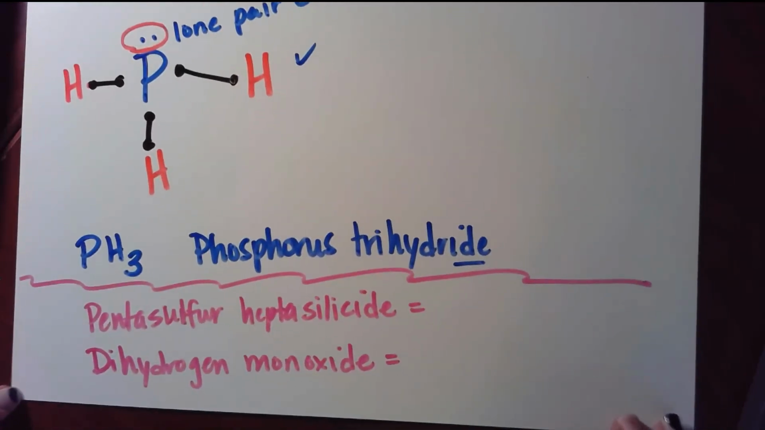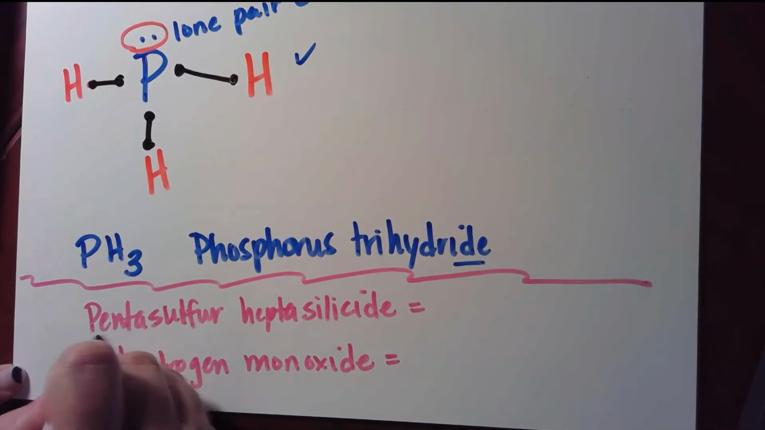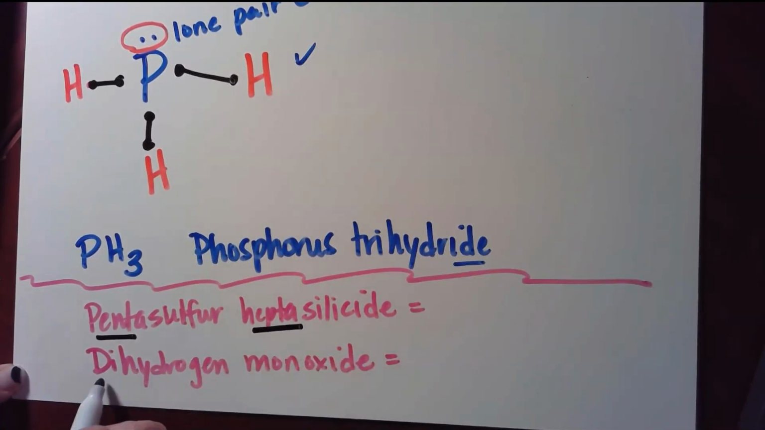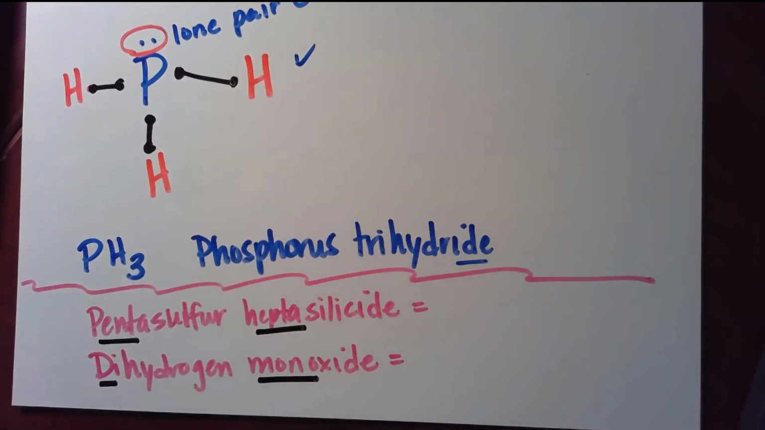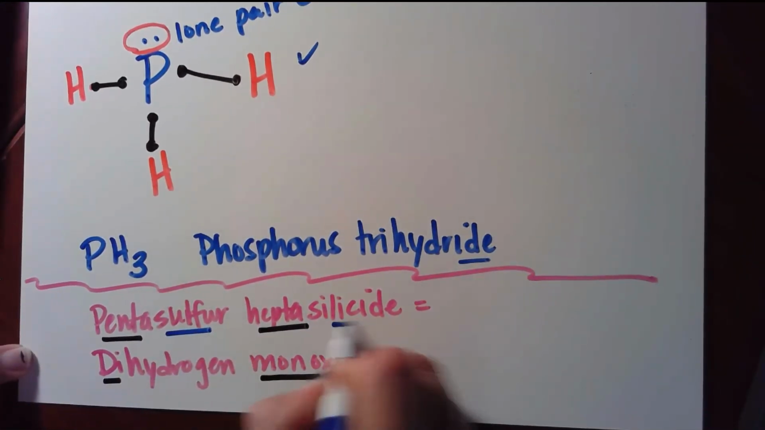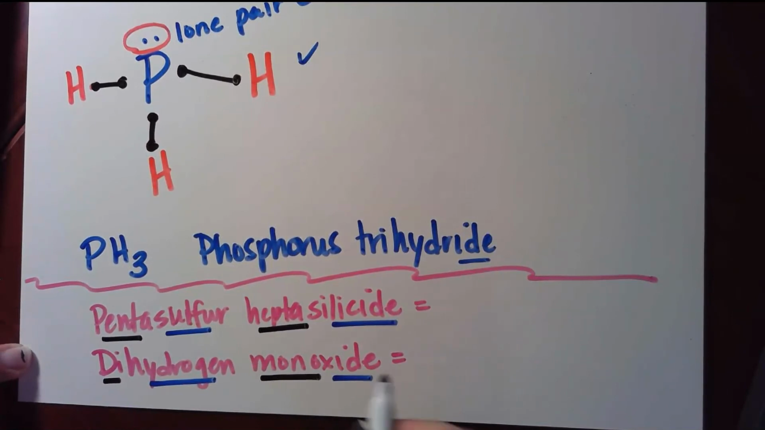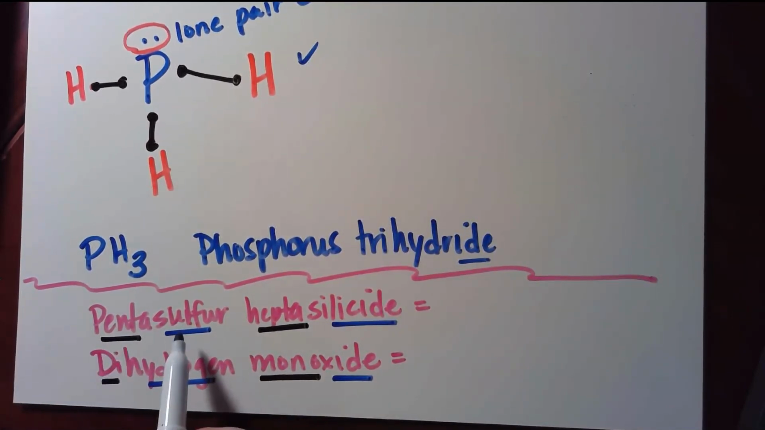Slow it down. Let's just do 2 the other way, just to make sure that you guys can realize just how easy it is to name backwards. All right, so I'll write the formulas from the names. So remember, you're looking for the prefixes, and then you're looking for the elements. And then make sure that you write them in the correct order. So the first one is pentasulfur heptasilicide, and then dihydrogen monoxide.